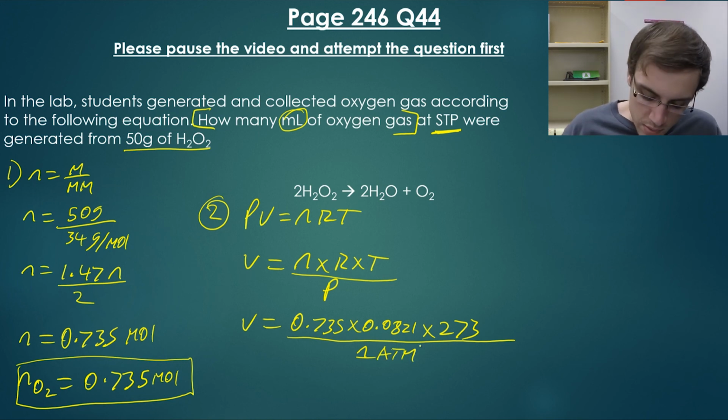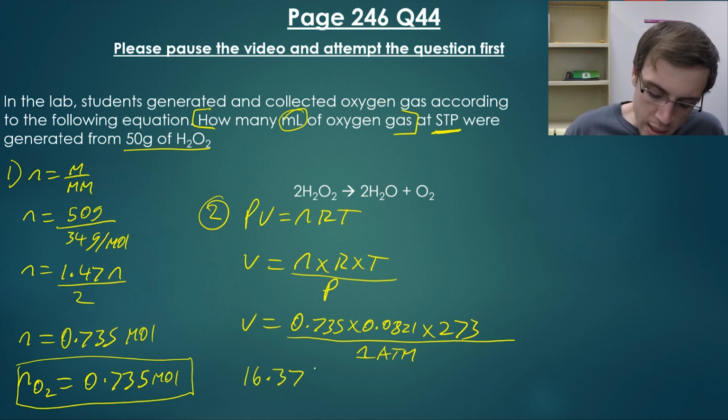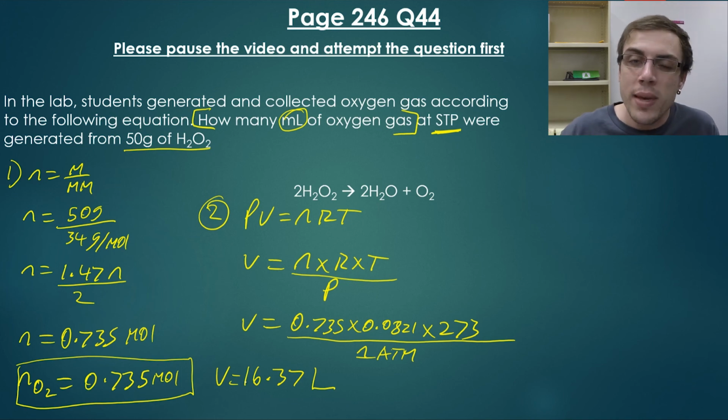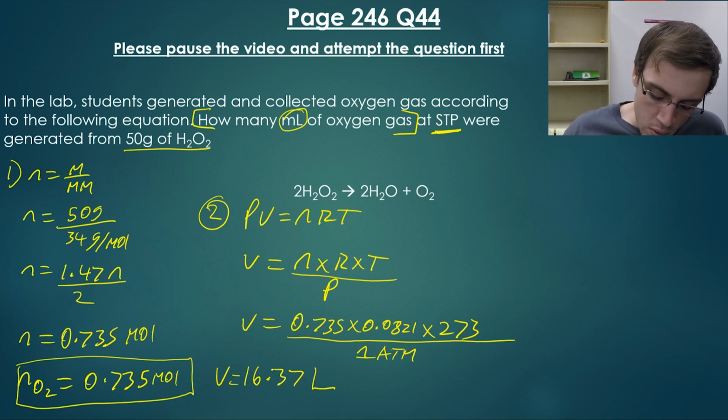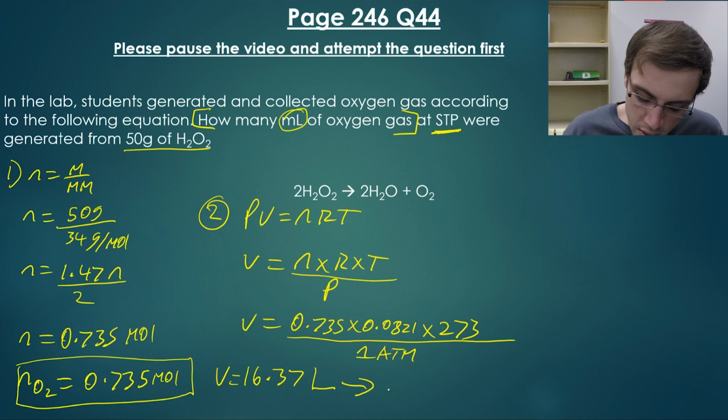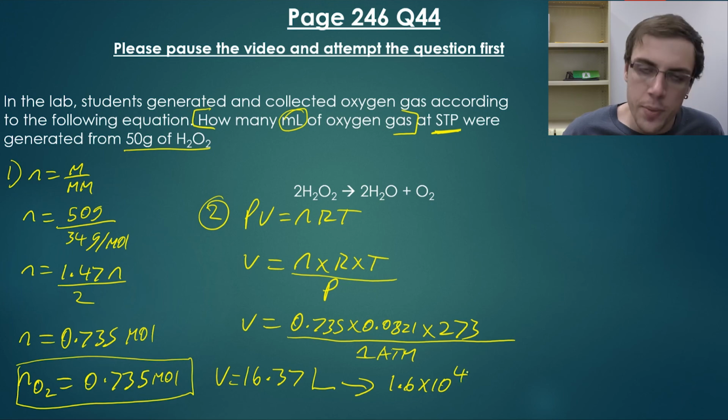So all we need to do is multiply all of this through, 0.735 times 0.0821 times 273, and we're going to get 16.37 liters. Don't forget our units for STP, our units for the ideal gas law. Volume is in liters. So in order to convert this into milliliters, we need to multiply by 1,000, which means we're going to get 1.6 times 10 to the 4. And that is our answer in milliliters.